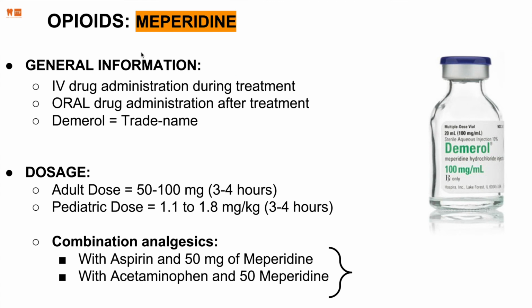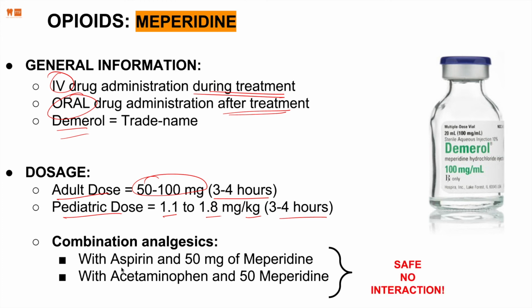Meperidine, this is a crucial drug, guys, so pay very, very keen attention to this. We need to have IV drug administration during treatment, but oral drug administration after the treatment. Trade name, Demerol. Dosage in adults, we have 50 to 100 milligrams at 3 to 4 hours. In pediatric doses, it's 1.1 to 1.8 milligram per kilogram, 3 to 4 hours.